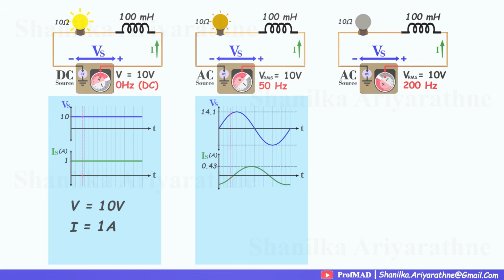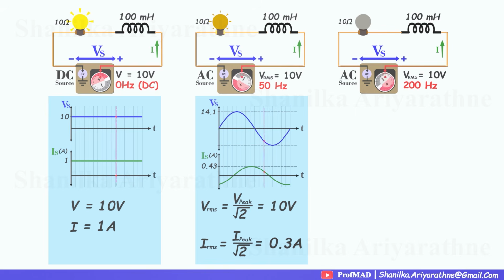The peak voltage rises to about 14.1 volts, while the peak current reaches only about 0.43 amps. When we calculate the RMS values, the voltage becomes 10 volts RMS, and the current becomes 0.3 amps RMS. So the bulb becomes dimmer because less current is flowing through the circuit. Unlike the resistor, the inductor now opposes the changing current, reducing the amount of current that can flow through the bulb.